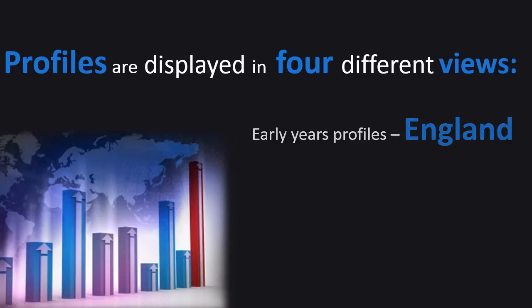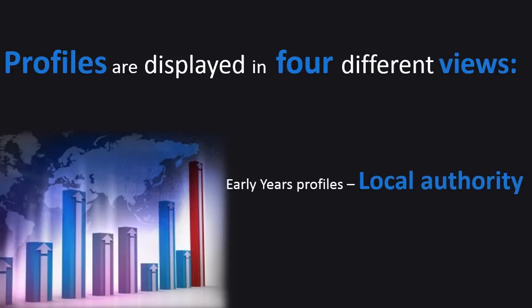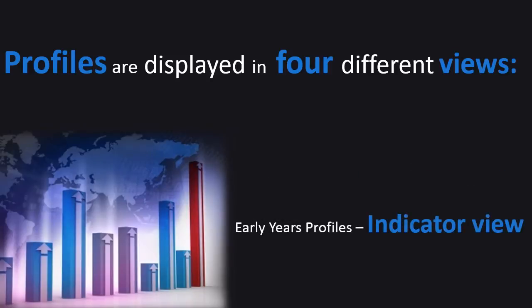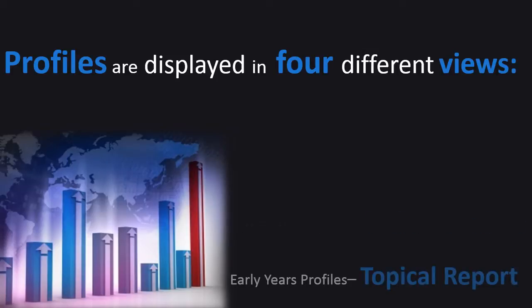Then secondly, you have the Early Years Profiles Local Authorities. This allows you to compare performance against other local authorities as well as nationally. Thirdly, you have the Early Years Profiles Indicator view, which allows you to compare performance by individual indicator with other local authorities and nationally. These include maps and time series charts where available and bar charts. Then finally, you can pull together a topical report which presents a local picture helping you to interpret and act on the data.